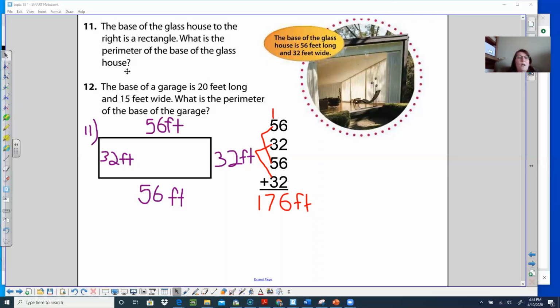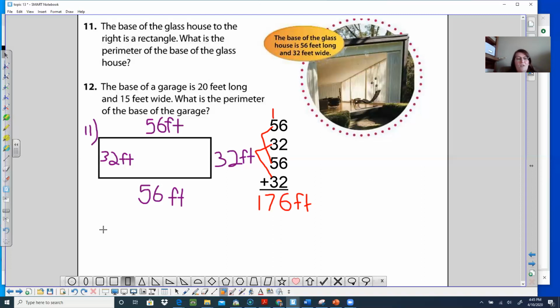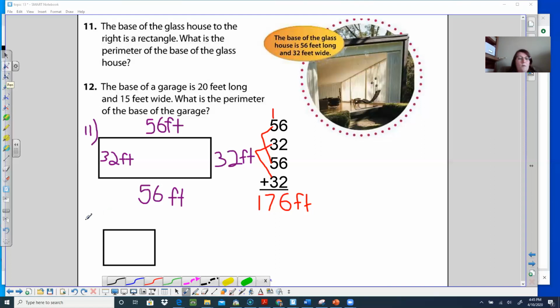Alrighty, number 12. The base of a garage is 20 feet long and 15 wide. What is the perimeter of the base of the garage? Let's take a moment and we're going to draw a rectangle. It's going to be kind of close to a square, but not quite. And I need to label that one number 12. I'm not expecting your shape to be perfect, just nice and neat. So my longer side, I'm going to label 20.